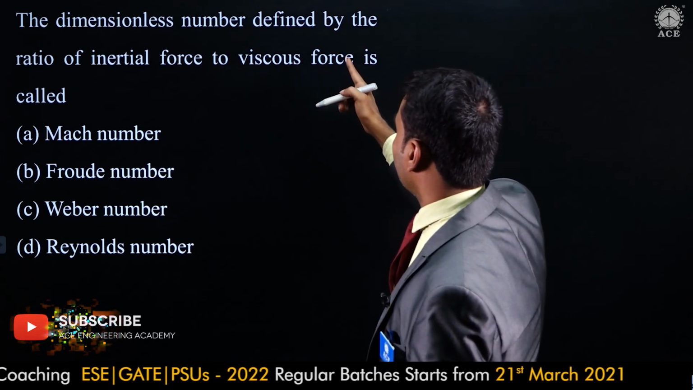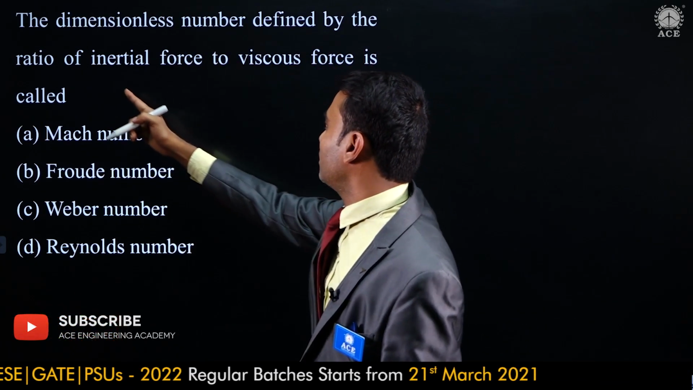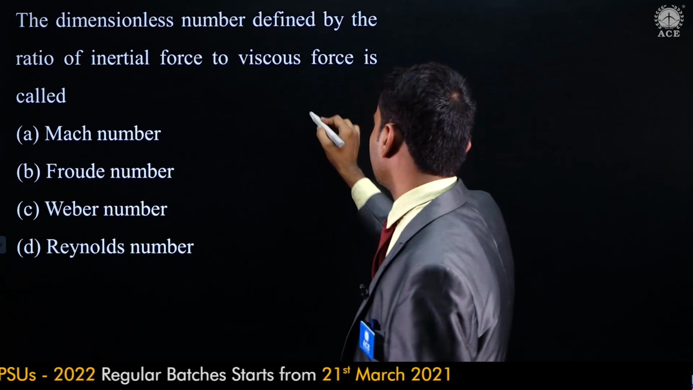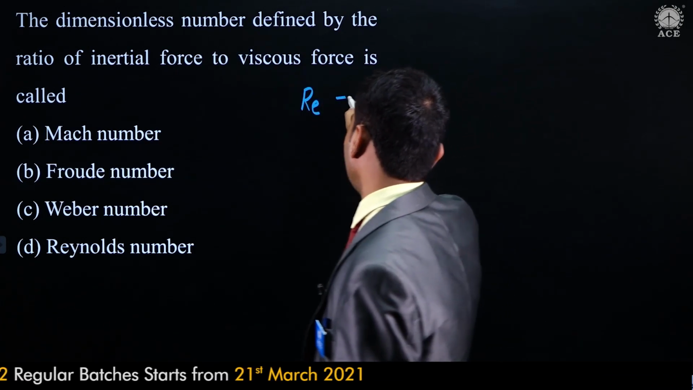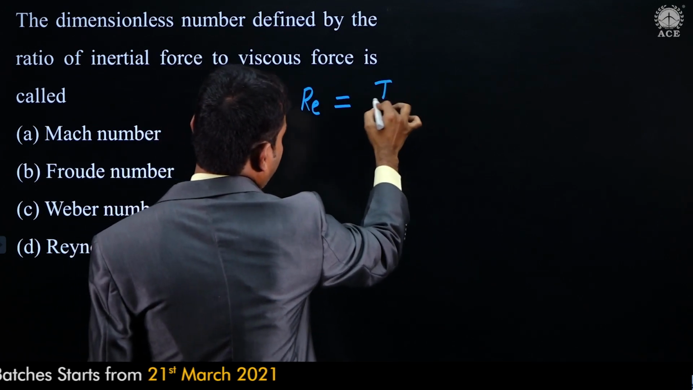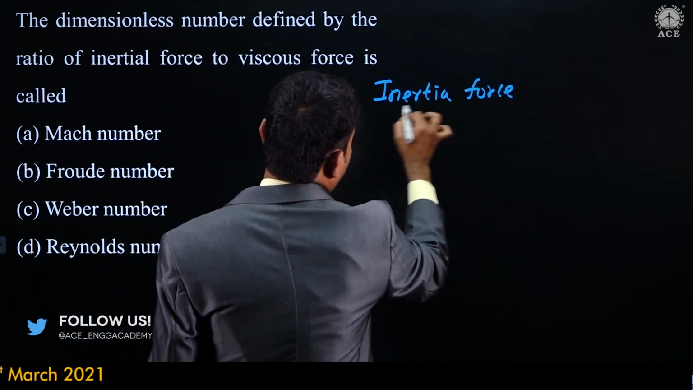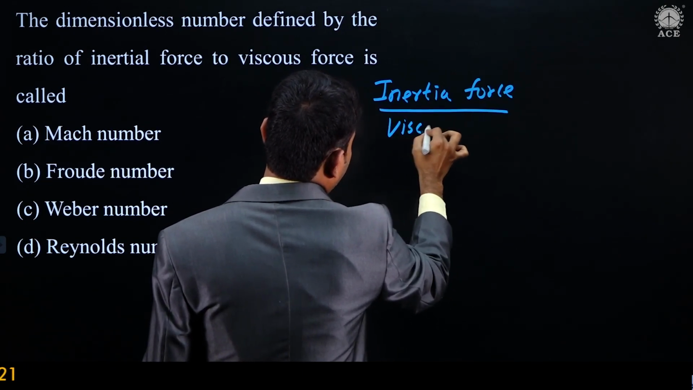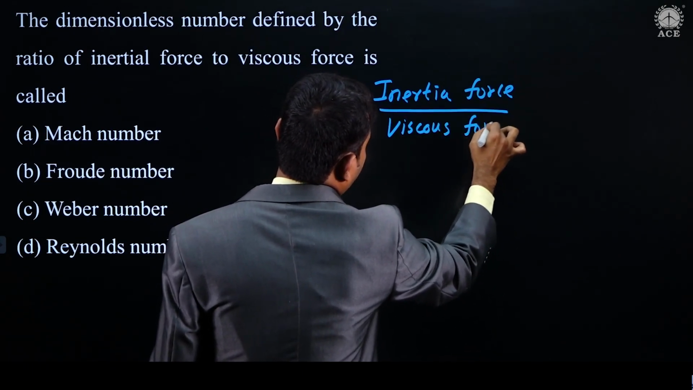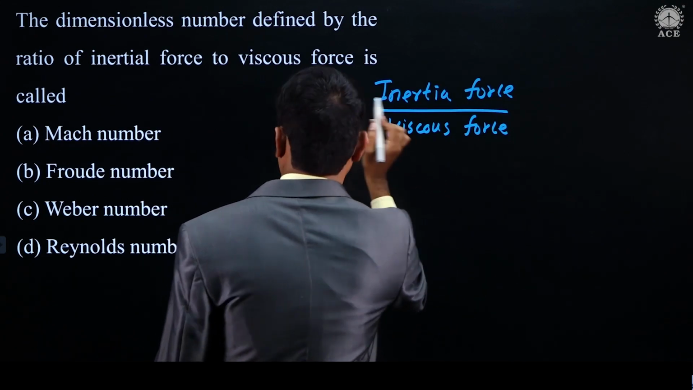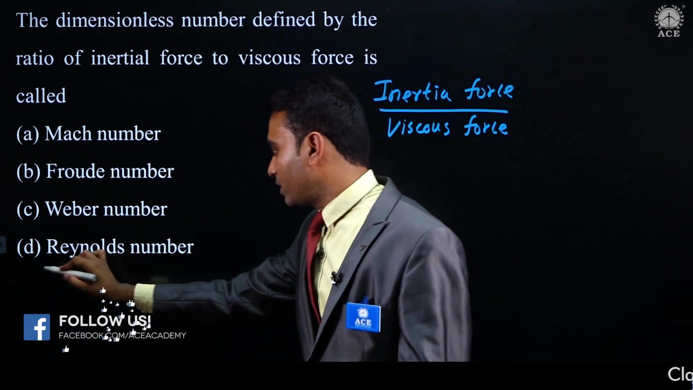The dimensionless number defined by the ratio of inertia to viscous forces. So ratio of inertia to viscous force is defined as Reynolds number, right? Inertia force divided by viscous force. This is Reynolds number. So this is very popular number in fluid mechanics.